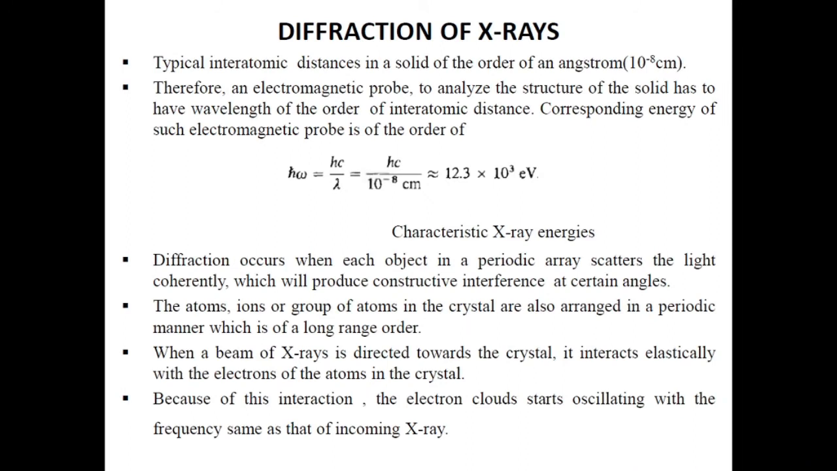This next lecture is about the diffraction of X-rays. The reason why X-rays are used to determine various parameters in material science is that the interatomic distances in a solid are of the order of 1 angstrom. You can write it as 10 to the minus 8 centimeter as well.